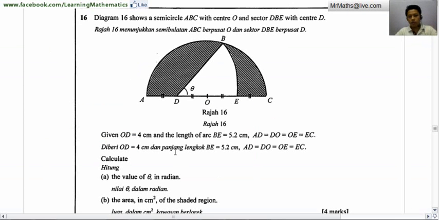Okay, next question, number 16. Diagram 16 shows a semicircle ABC with center O and sector DBE with center D. Given OD is 4 cm and length of arc BE is 5.2 cm. Arc BE is this one, that is 5.2 cm. And OD, this is 4 cm.